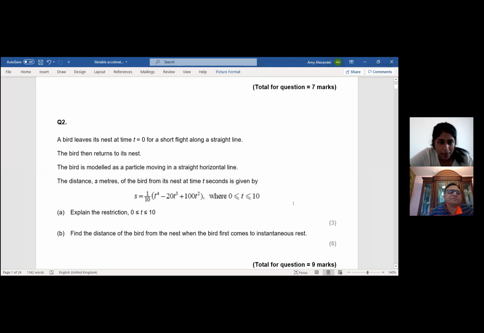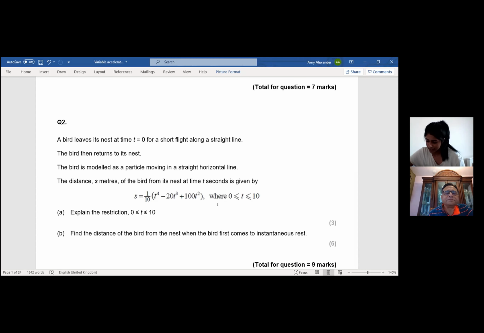So a bird leaves its nest at time t=0 for a short flight along a straight line. The bird then returns to its nest. The bird is modeled as a particle moving in a straight horizontal line. The distance s meters of the bird from its nest at time t seconds is given by s equals a tenth t to the power of 4 minus 20 t cubed plus 100 t squared, where t is between 0 and 10, both included. Part A, explain the restriction t between 0 and 10.